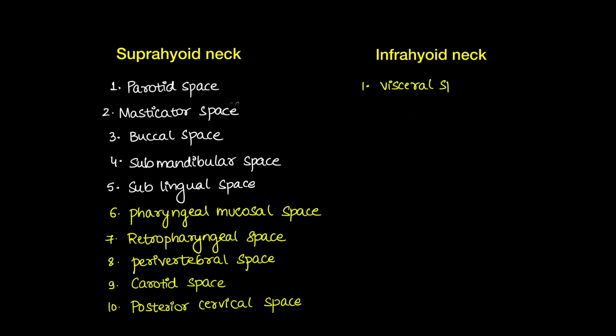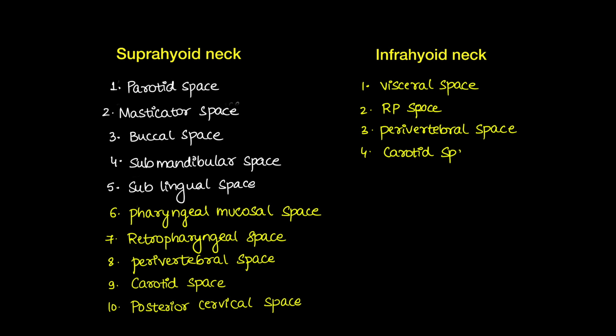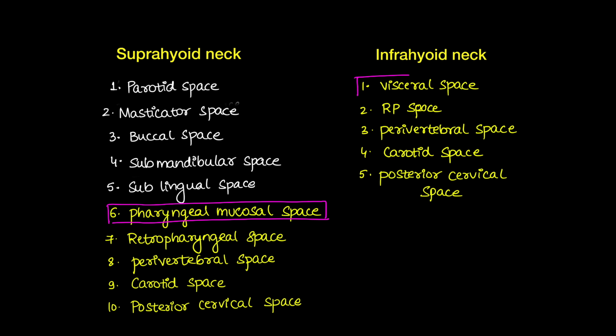And in infrahyoid neck, all these same spaces are present. I am writing visceral space here because visceral space is considered the same as, or the continuity of, pharyngeal mucosal space. The rest of the spaces are the same, which I have written in yellow under suprahyoid neck. So these are the infrahyoid neck spaces. As I mentioned, some authors consider the pharyngeal mucosal space the same as the visceral space because they are in continuity with each other.